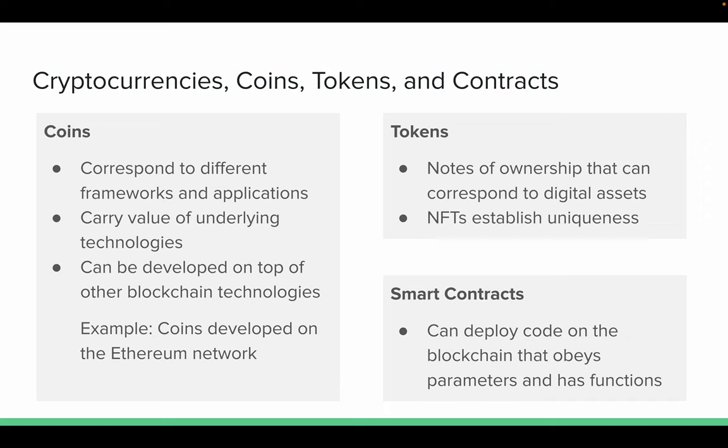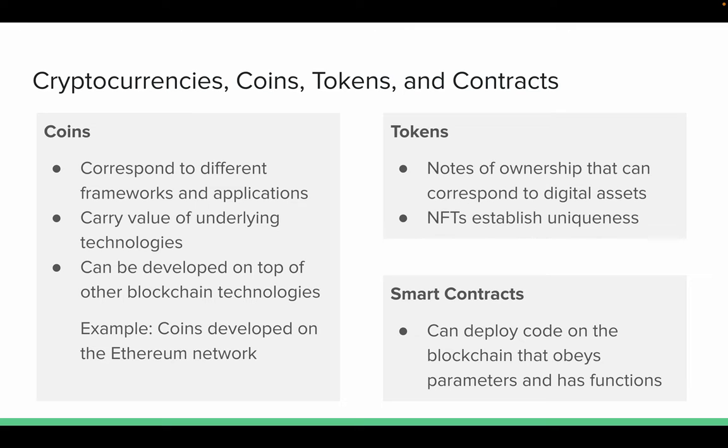Also, coins can be developed on top of other blockchain technologies. As an example, Ethereum is a blockchain. It has Ether, ETH as its code, as its coin that it rewards miners and you can trade on. However, on top of Ethereum, you can build your own coins, and there are plenty of frameworks that work in this way, with coins that are built on top of Ethereum and do not represent a new or independent blockchain.